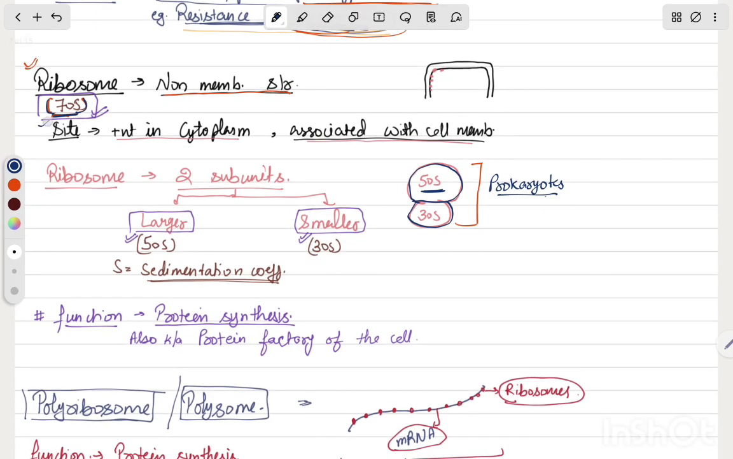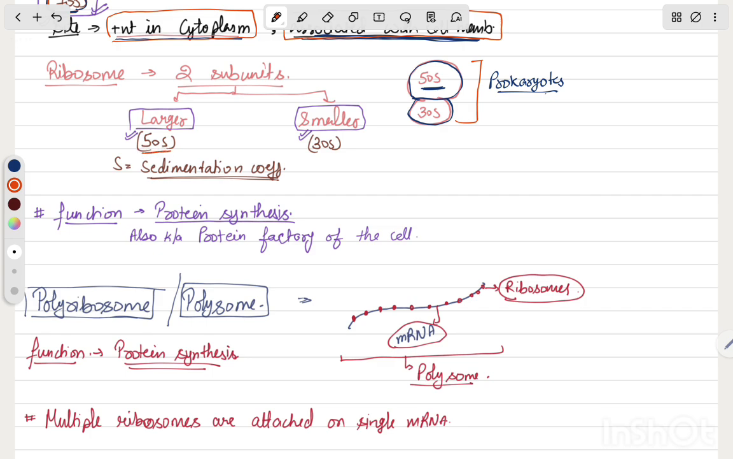Now, what is the site of this ribosome? Where are these ribosomes present in the prokaryotic cell? The site of ribosome in prokaryotic cell is the cytoplasm, and it is also associated with the cell membrane. Suppose this is the cell wall and that is the plasma membrane or cell membrane. So ribosomes are associated with these membranes, right? So it is associated with the cell membrane, number one, and it is also present in the cytoplasm.